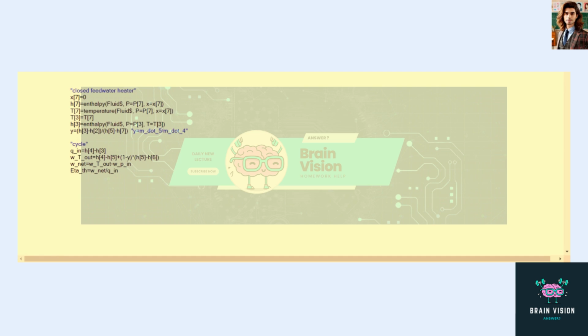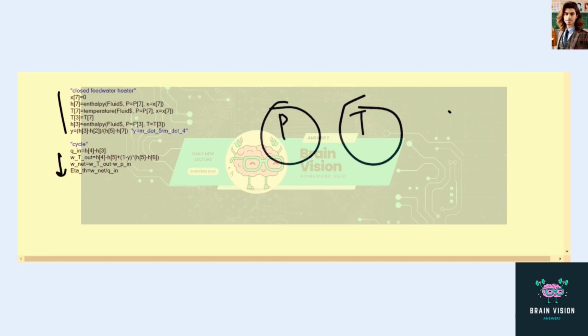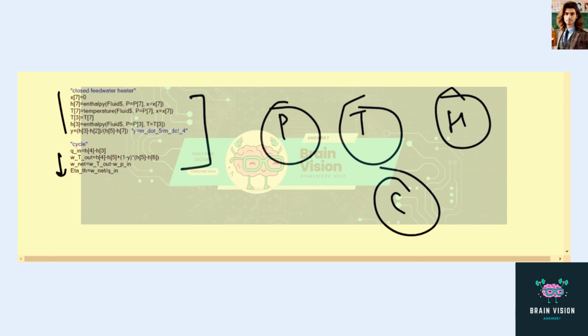So here we also have the closed feed water heater and also the cycle. So we have the pump values, the turbine values, the closed heater, and the cycle equations that we have here. Accordingly, we'll get certain values for it.